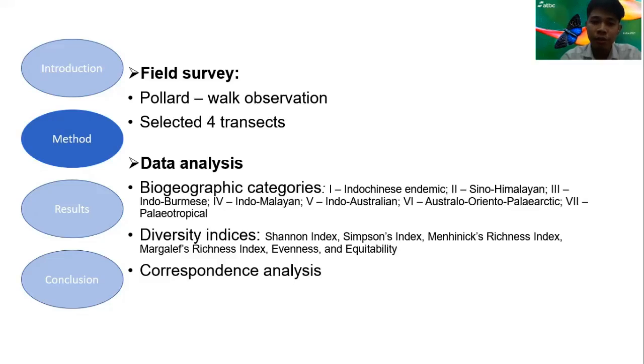So for the most narrow distribution, we consider the category 1 is a species only found in Indochina, and the largest extent of distribution would be paleotropical, found in Africa.